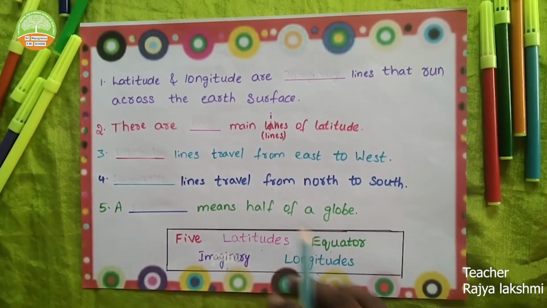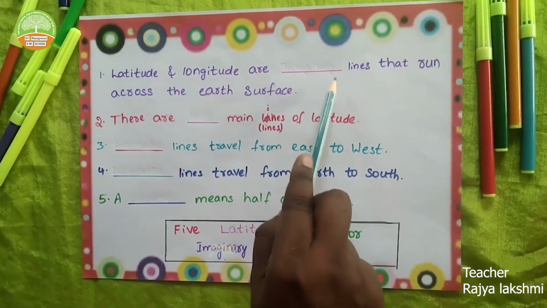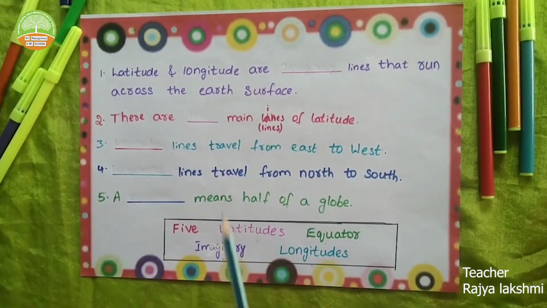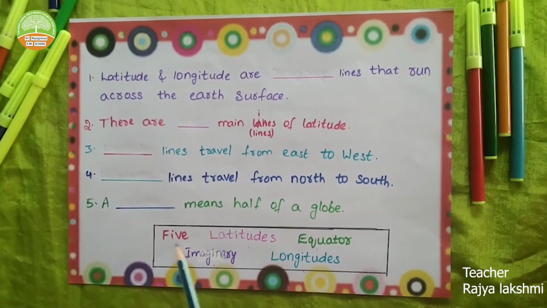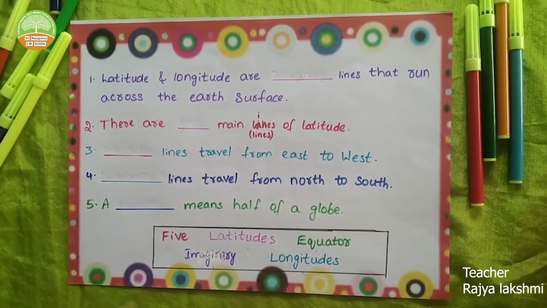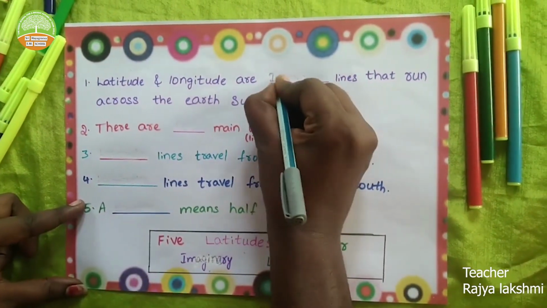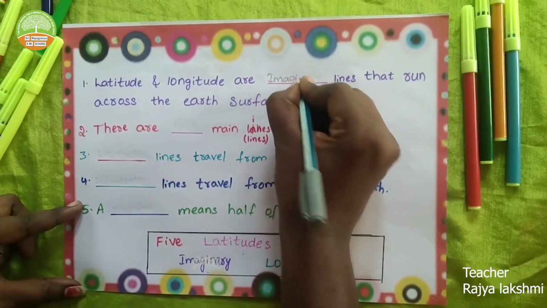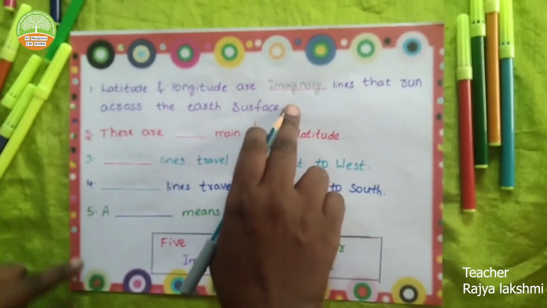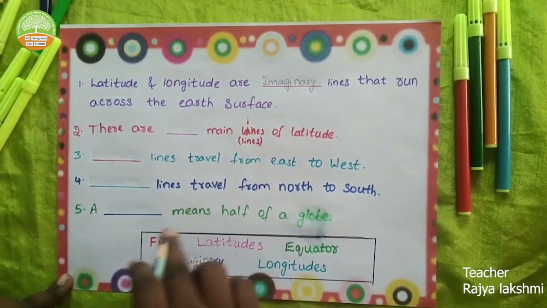Now it's time to practice. Latitudes and longitudes are dash lines that run across the Earth's surface. Here the options are 5, latitudes, equator, imaginary, longitudes. What's the answer? Imaginary. Latitudes and longitudes are imaginary lines that run across the Earth's surface.